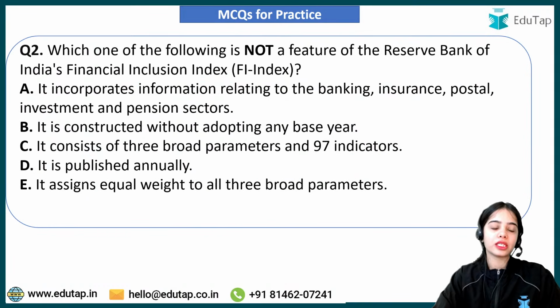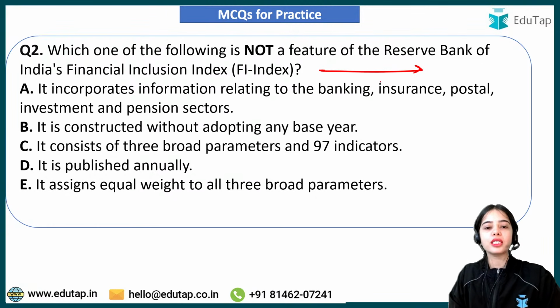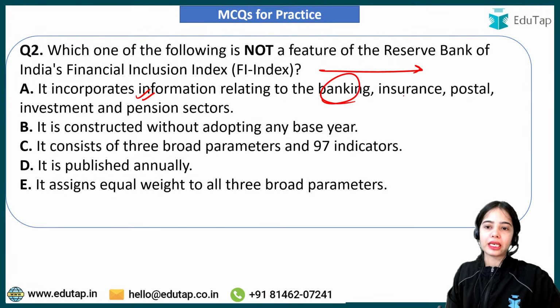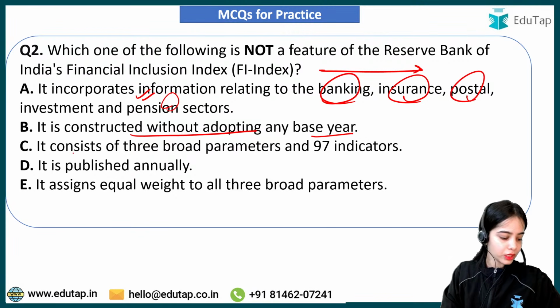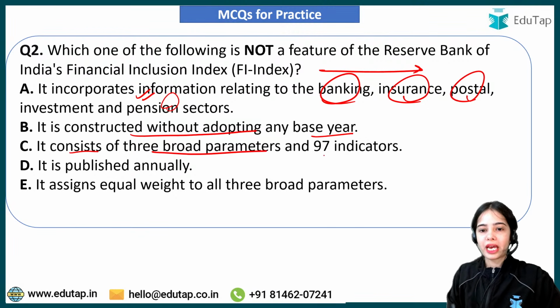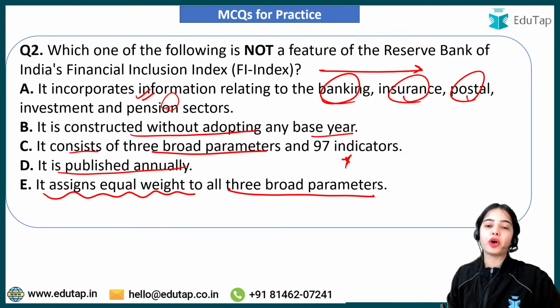Now coming to the next question, which one of the following is not a feature of the Reserve Bank of India's Financial Inclusion Index? It incorporates information relating to banking, insurance, postal, investment and pension sectors. It is constructed without adopting any base year. It consists of three broad parameters and 97 indicators. It is published annually. It assigns equal weight to all the three broad parameters.